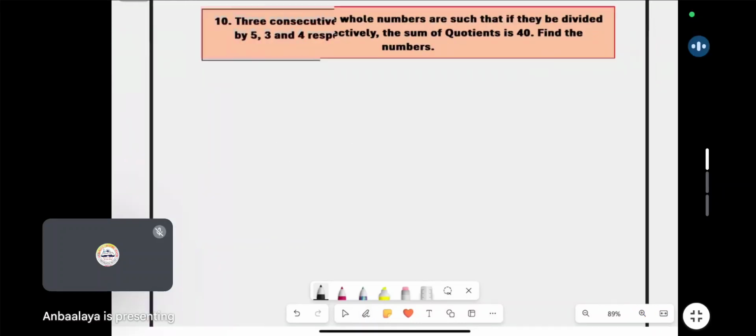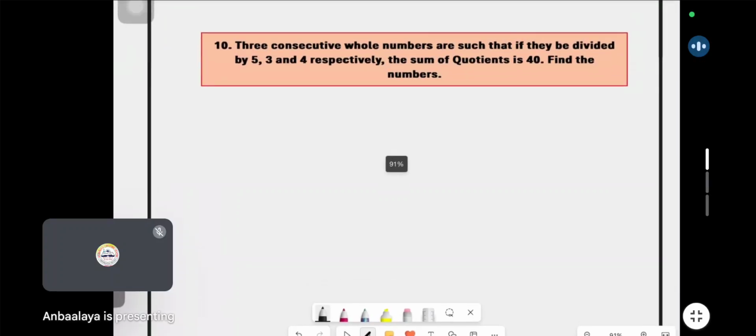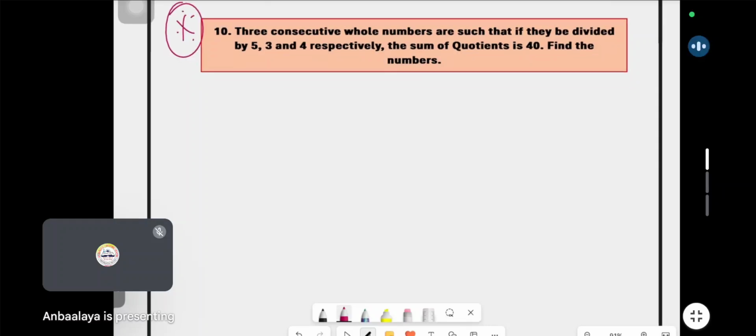So we are moving to the next question. This one is a little bit different. So understand this question properly, and it's also one of the important questions. Listen carefully. Three consecutive whole numbers are such that if they are divided by 5, 3 and 4 respectively, the sum of quotients is 40. Find the numbers.